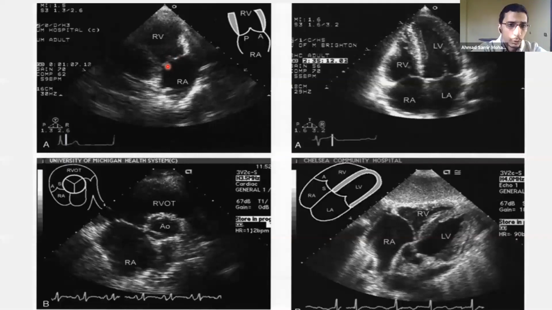However, in the parasternal short axis view, this will be the septal, and this will be the anterior. In the apical four chamber view, this will be the septal, this will be the anterior. And in the subcostal view, next to the interventricular septum, this will be the septal, and the other one will be the anterior leaflet.